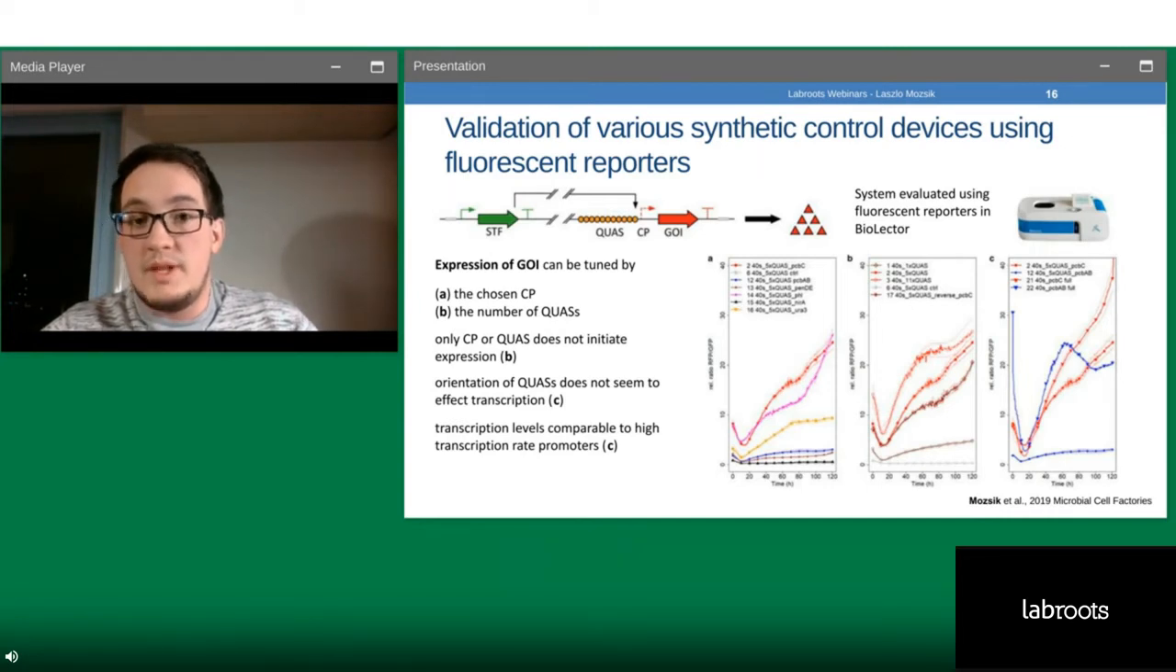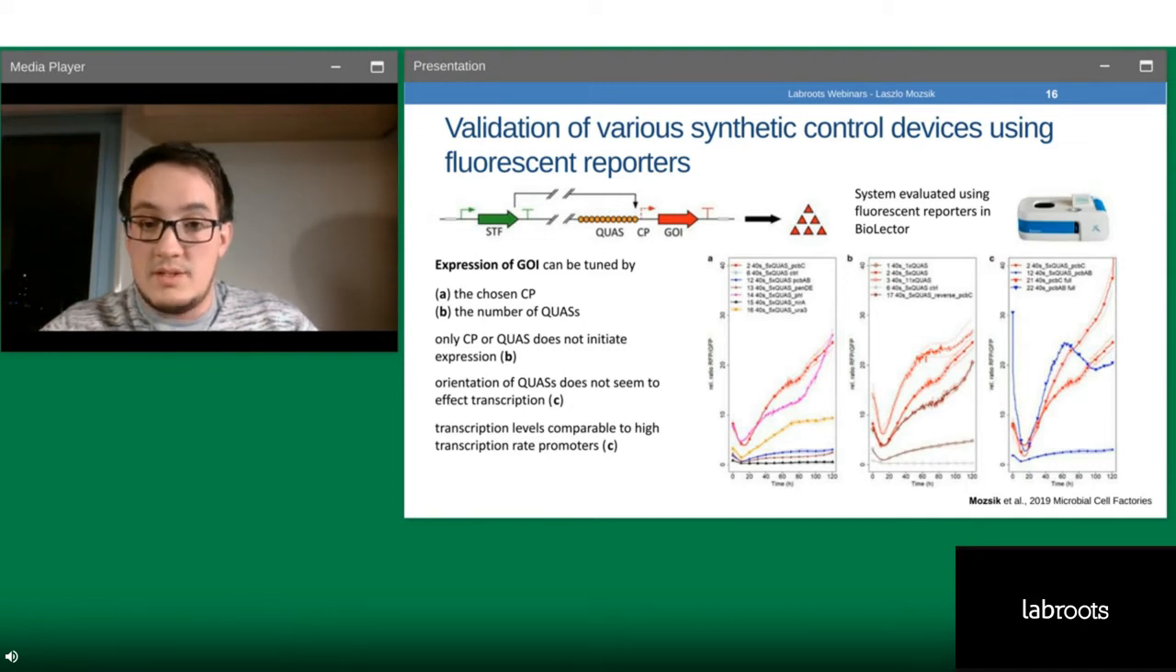The created systems were validated using microfermentations, and from the fluorescent readout, we were able to evaluate the expression of the gene of interest, and we saw that based on the chosen core or minimal promoter, we had different readouts. So if we leave out either the core promoter or the binding sequences from a synthetic control device, then we got no expression from the gene of interest, which is a DsRed readout. And depending on the chosen core promoter, we have different readout on the gene of interest, as well as we also saw that the number of binding sequences regulates the expression of the gene of interest.